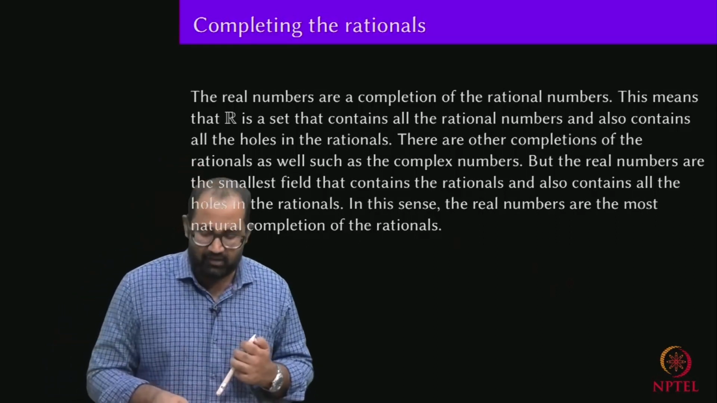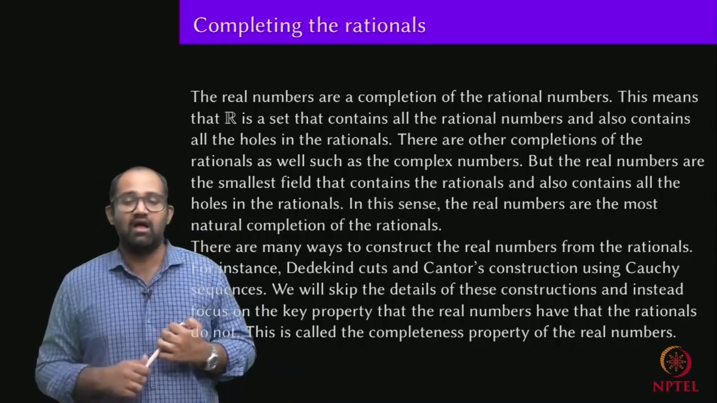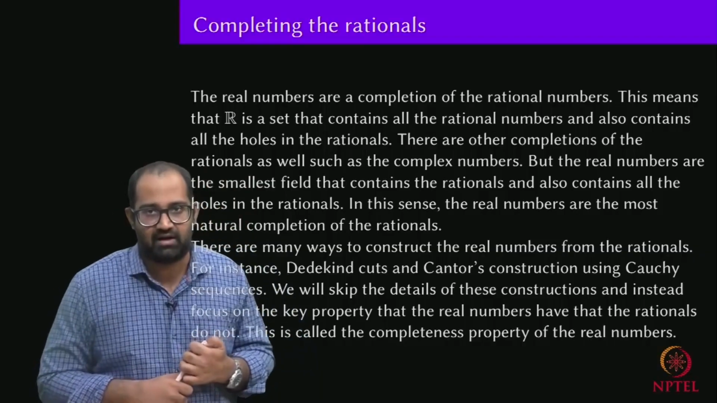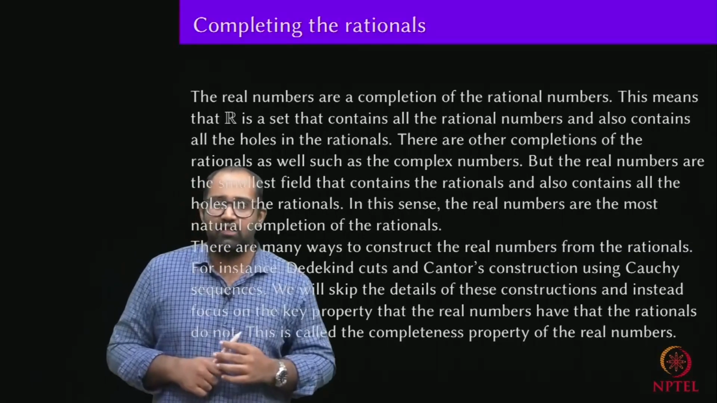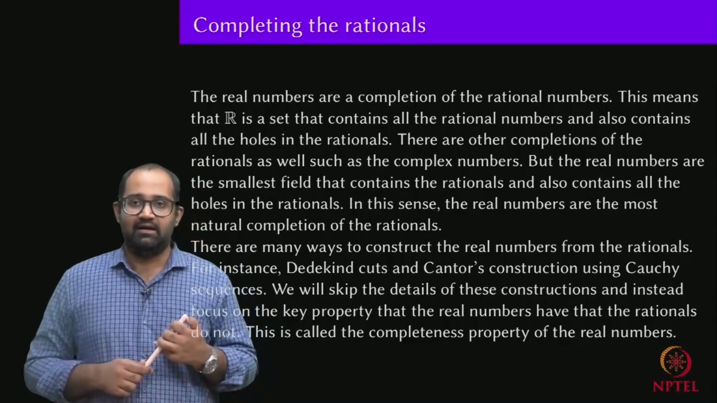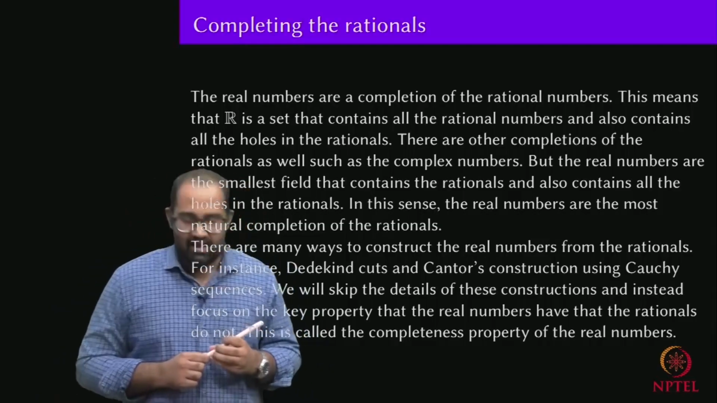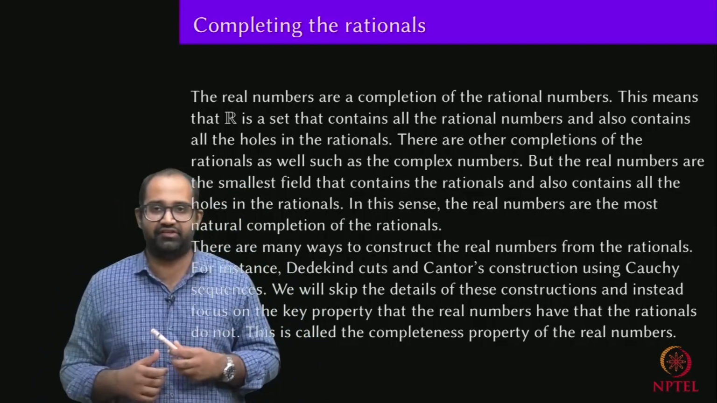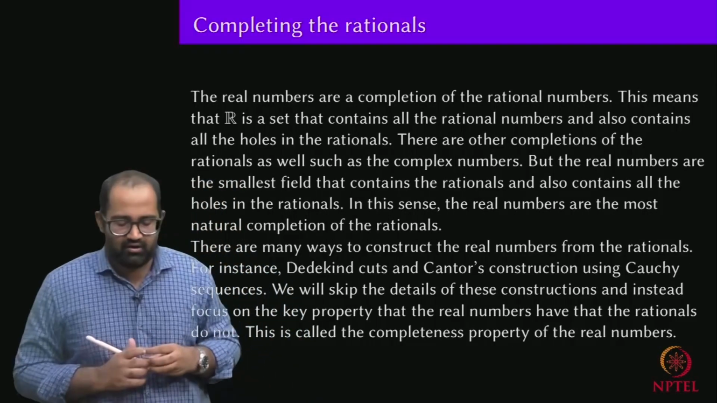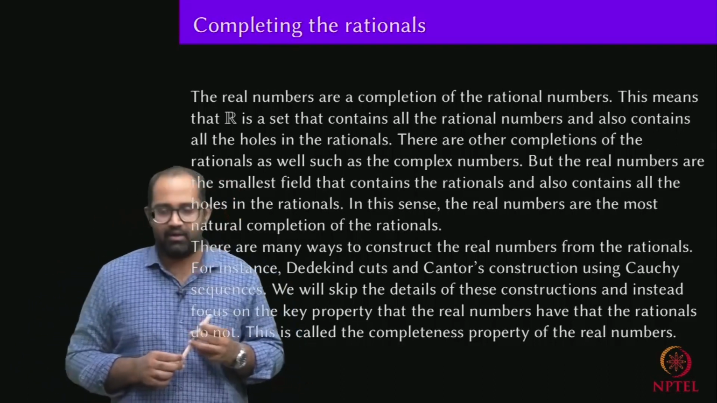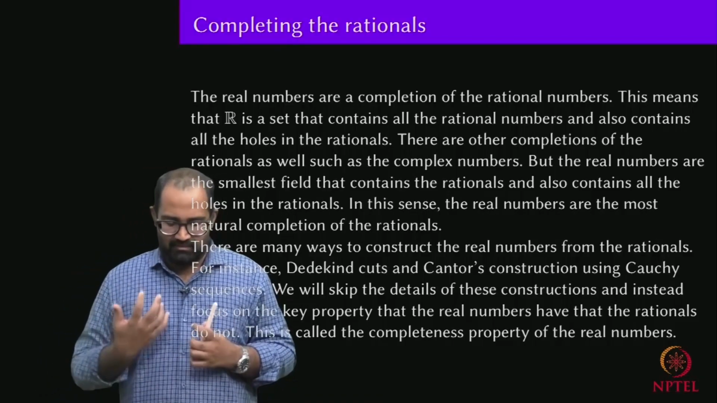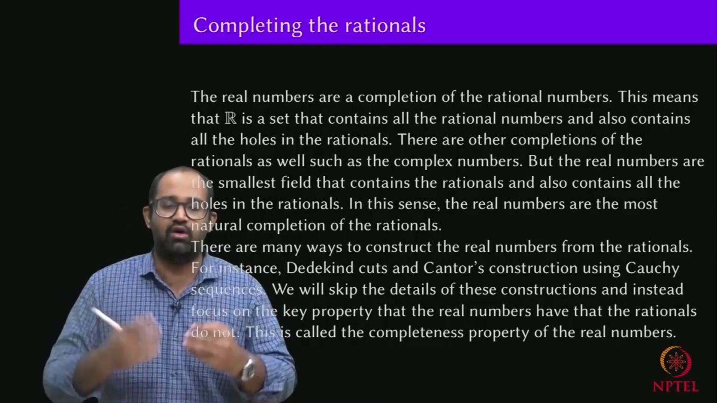Now, having said all this, I am going to dampen your spirits by saying that we are not going to engage in the construction of real numbers from rationals. There are many ways to do this. The two most popular ones are due to Dedekind and Cantor. Dedekind used what are called Dedekind cuts, and Cantor used what are called Cauchy sequences. Both constructions are extremely elegant, but if you were to write out all the details, it would fill up quite a number of pages, and these constructions are best left for you to learn on your own.